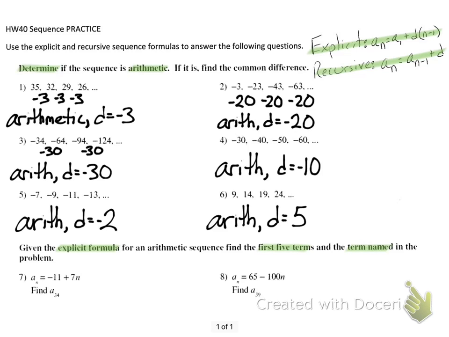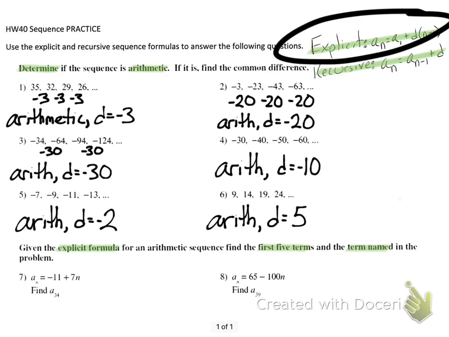Now down here in 7 and 8, we're now being given an explicit formula, and we're trying to find the first 5 terms, and then they name another term within the problem that they want you to find. Basically, the explicit formula allows you to calculate any term you want in the sequence without having to know any of the other terms, aside from a sub 1, of course. And you can see that right up here in the top where I wrote down the formula again. That's what's kind of being practiced right now.